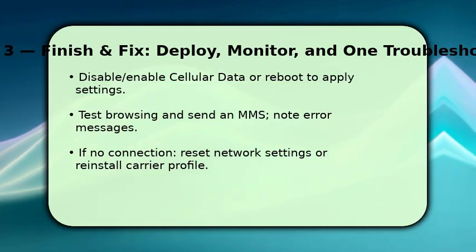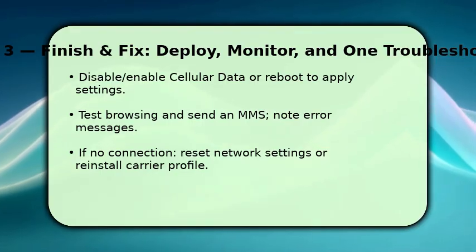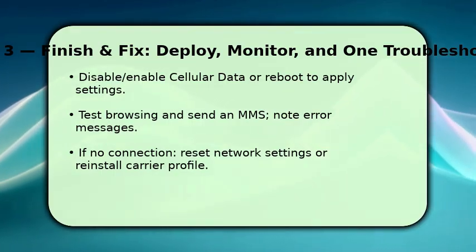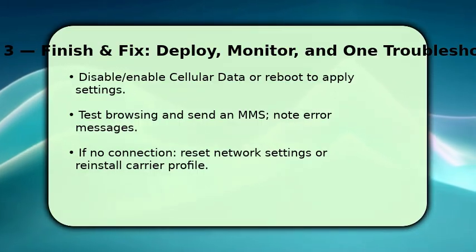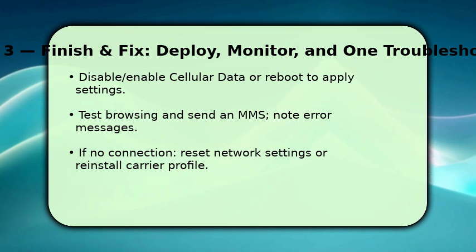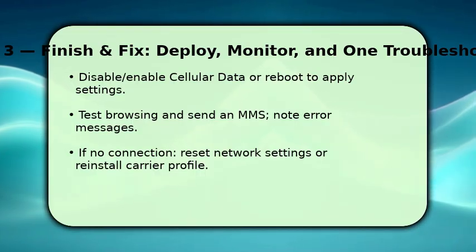If there's no connection, check for typos, then reset network settings to clear conflicts. This removes saved Wi-Fi passwords, so be prepared. If problems persist, reinstall the carrier profile or contact carrier support. They can push a profile or confirm locked APN policies. That single troubleshooting tip: check typos first.